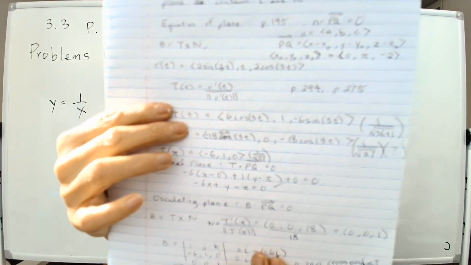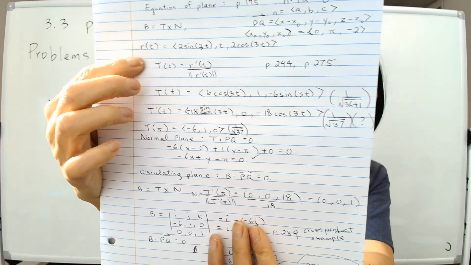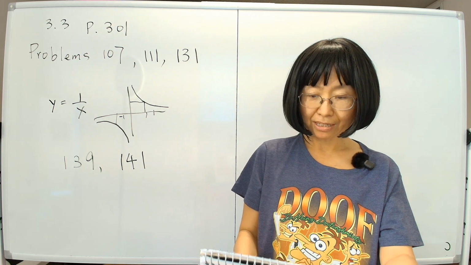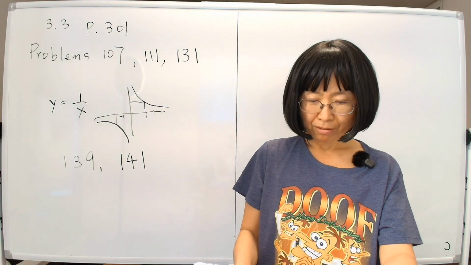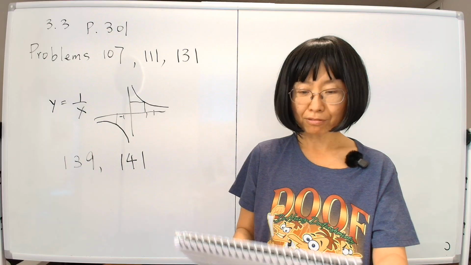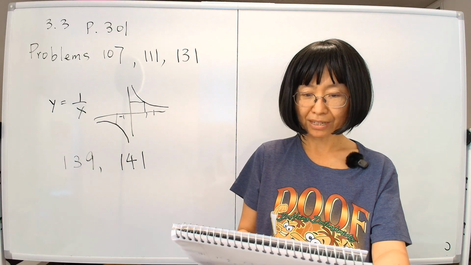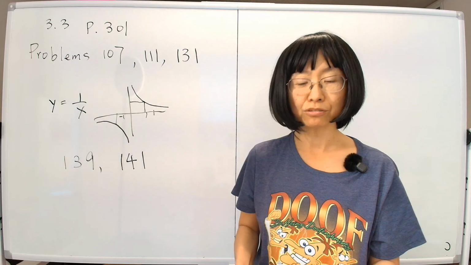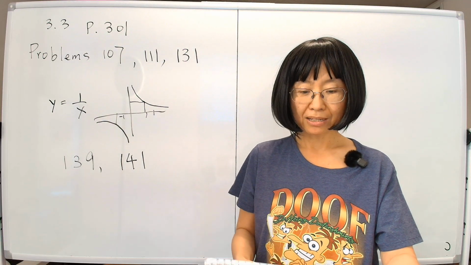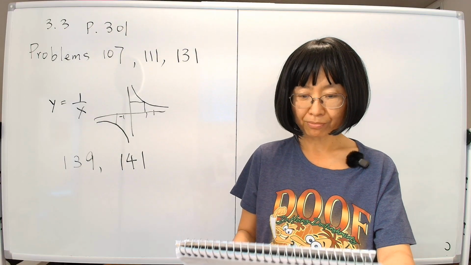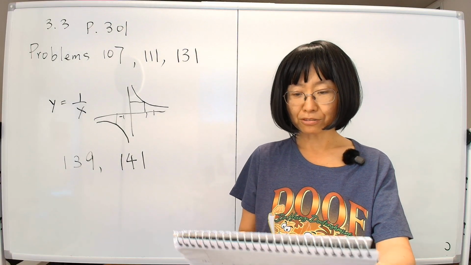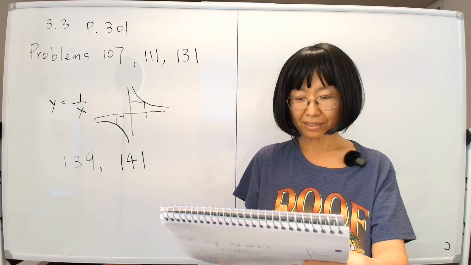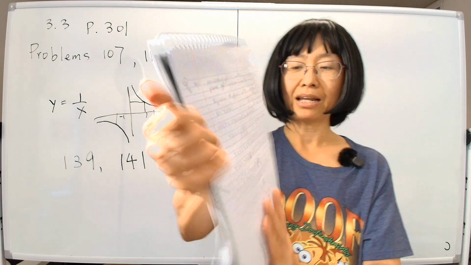Having done that, the next thing we're going to do is calculate the various things we need. We're going to figure out what the tangent vector is. First, we are going to do the normal plane. The normal plane is defined as T dot PQ. To do that, we need to figure out what T is and do the dot product, and that will give us the equation like this.